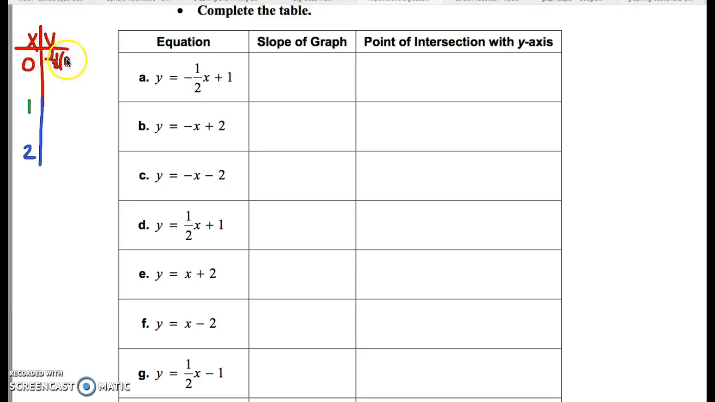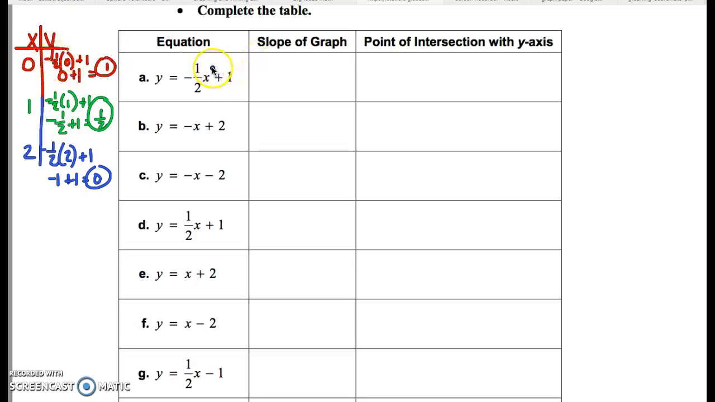I'm going to plug in 0. -1/2 times 0 plus 1. Well, 1/2 times 0 is 0, plus 1 is 1. When I plug in 1, I have -1/2 times 1. Well, half of 1 is a half, and then we need to make that negative, so we have -1/2 plus 1 equals +1/2. If I plug in 2, -1/2 times 2, well, half of 2 is 1, and then I need to make that negative, so -1 plus 1 is 0. So remember, this XY table has now given me 3 points that I need to plot on my graph.